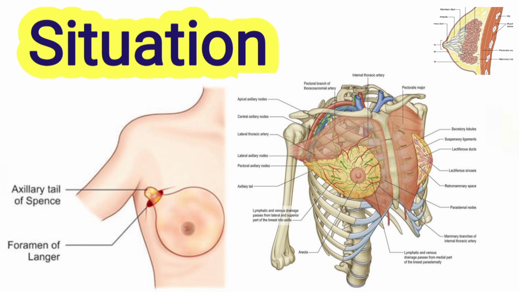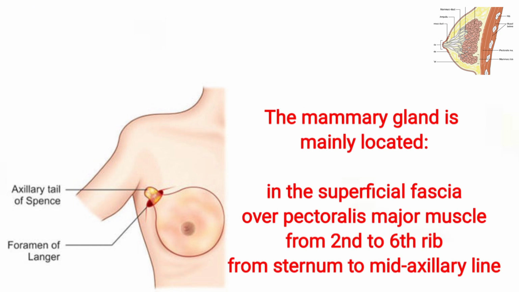Now the situation. It is present in the superficial fascia except the tail part, which pierces. Pierces meaning penetrates through. Okay. So which pierces deep fascia of axilla through foramen of Langer. It is called tail of Spence. So tail of Spence meaning it is a small extension of a mammary gland from breast into armpit.